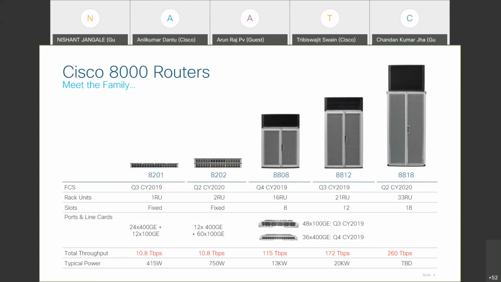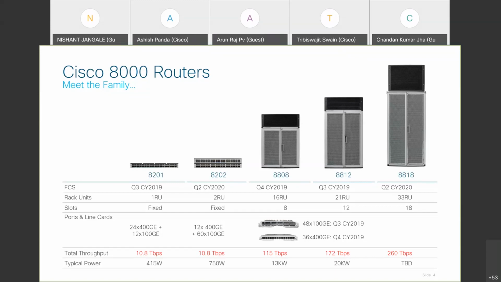8812 means it has 12 line cards, and 8818 means it has 18 line cards. So wherever the last number is, it represents the number of line cards the system has. In the distributed system, as of today, we are supporting 2 types of line cards. One is a 48 x 100 gig port line card, and the second is a 36 x 400 gig line card. So 2 variants are available to us right now.